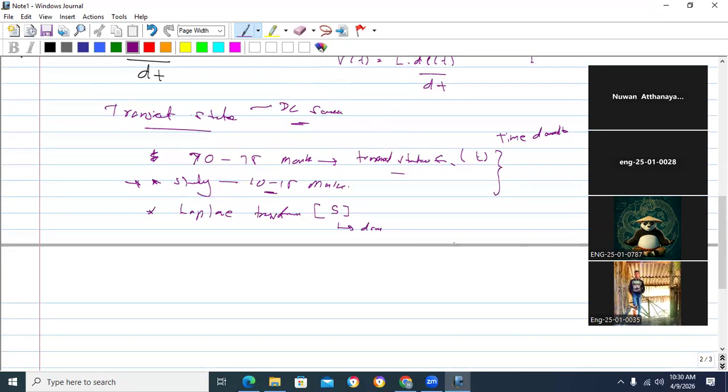We can do this in S domain. S domain means that is a complex domain. Okay, I have explained these domains. Now we don't have much time, but I will tell how to solve the question.